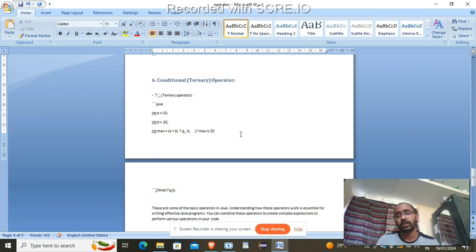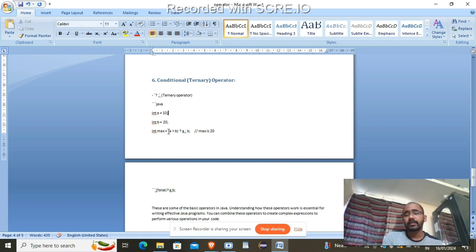The last operator is the conditional, or ternary, operator. It works with the question mark symbol and shows an if-else expression, but you don't know if-else yet, so I will elaborate. If int a equals 10 and int b equals 20, using a boolean expression: max equals a greater than b, question mark, a, colon, b. That means if it is true, then take a. If it is false, it goes to b. This is what happens in the ternary operator.